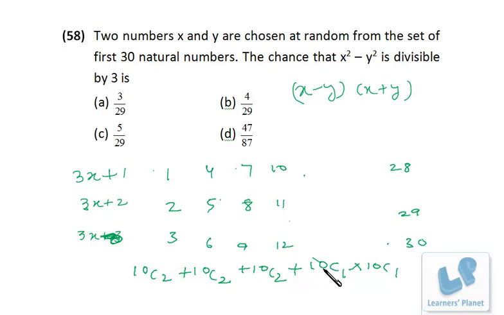So we have got the total number of possibilities when either the sum or the difference or both of them will be divisible by 3, right? Now these are the favorable events, and what is the total number of events? We are choosing two numbers out of 30 numbers. So the total number of events will be 30C2. That will be in the denominator, right?